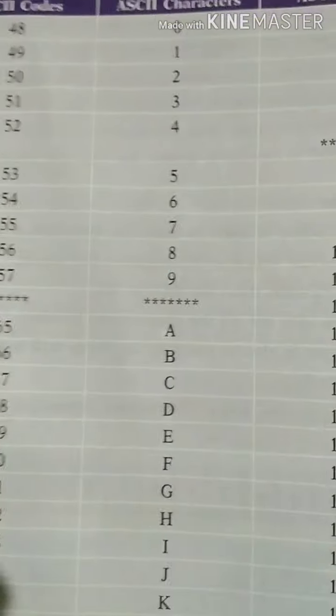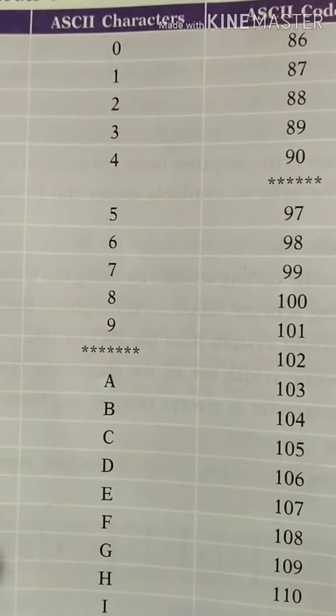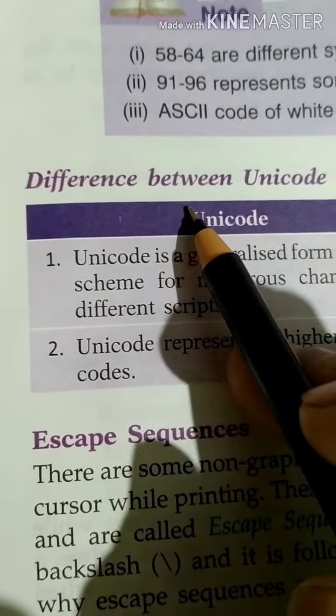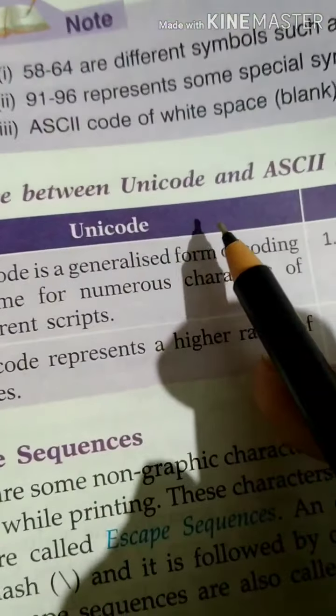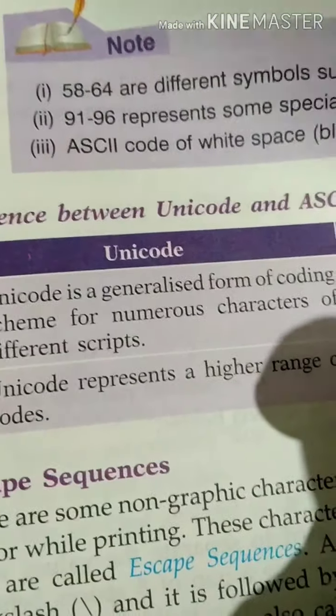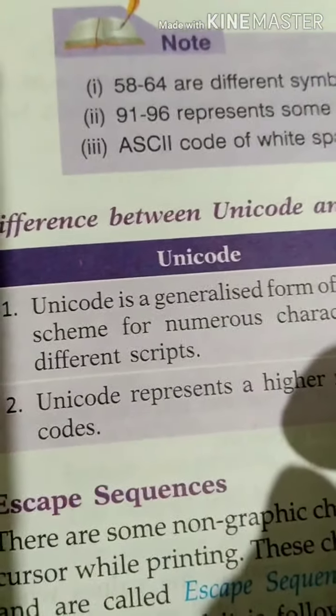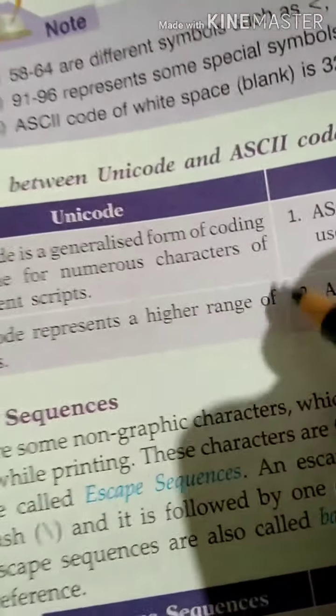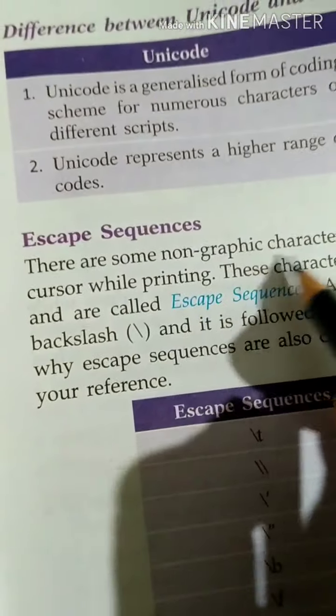So this is the chart of the ASCII code. Here the difference between Unicode and ASCII code is given. Two differences are given here. You memorize this.